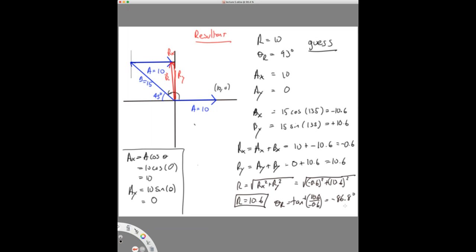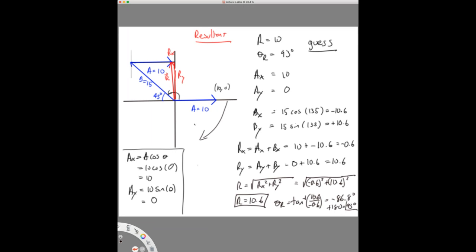Does it make sense that the angle, where's minus 86.8? It's down here. But my R vector is not down there. So it does not make sense. So I have to add 180. And I get 93 degrees.